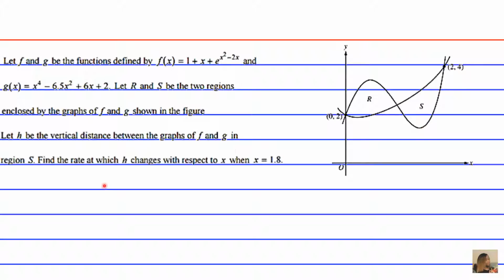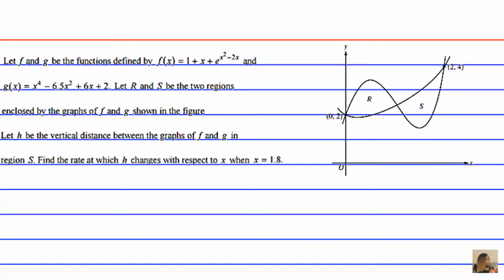Find the rate at which H changes with respect to x when x is equivalent to 1.8. All right, so just to let you know, this point right here on the x-axis is approximately 1.302. It was computed earlier in flashcard set 5 of this series. So now you're concerned with 1.8, okay? So if this is 2, 1.8 is somewhere around this region.